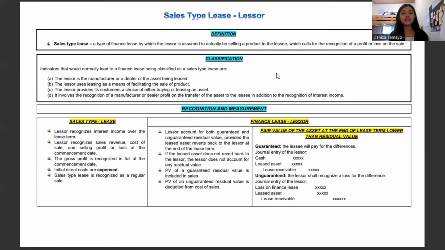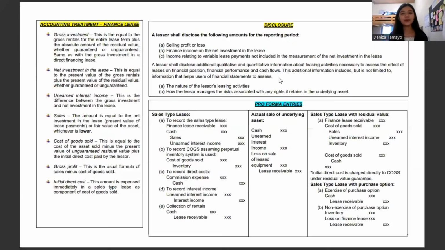We're also going to credit unearned interest income because in sales type, aside from gross profit, another motivating factor is the interest, and it has to be recognized over the lease term. Since enough time has not yet passed for it to be recognized as earned, we record it as unearned interest income. Now in sales type lease, there is an inventory system involved. If perpetual inventory system is used, whenever there's a sale there's a subsequent entry debiting cost of sales and crediting inventory. So let's proceed to further accounting treatments, and we'll go to gross investment.